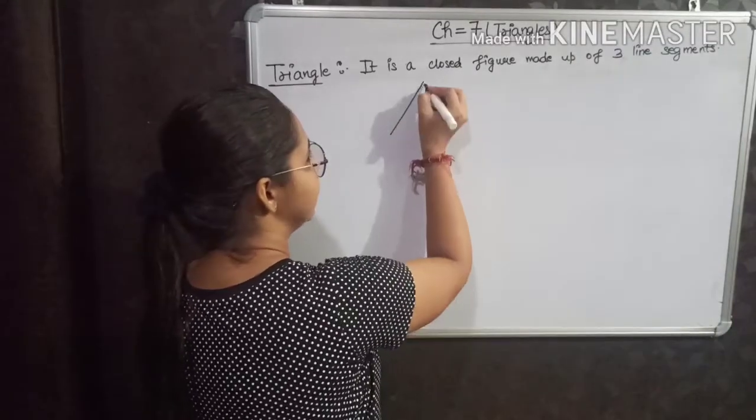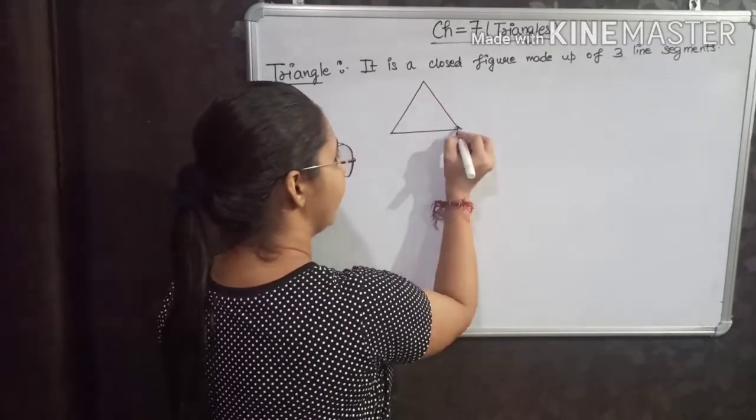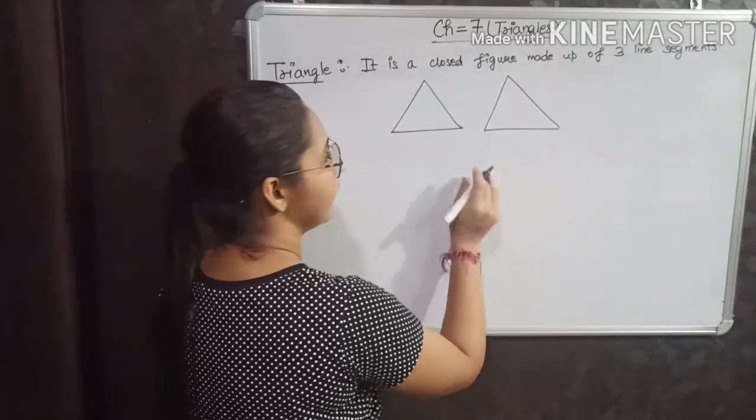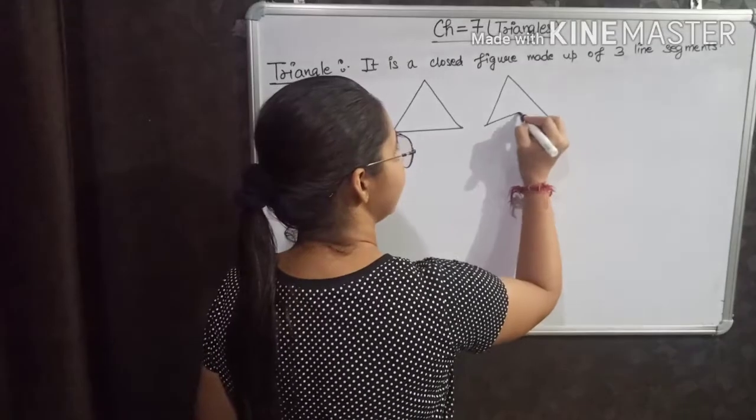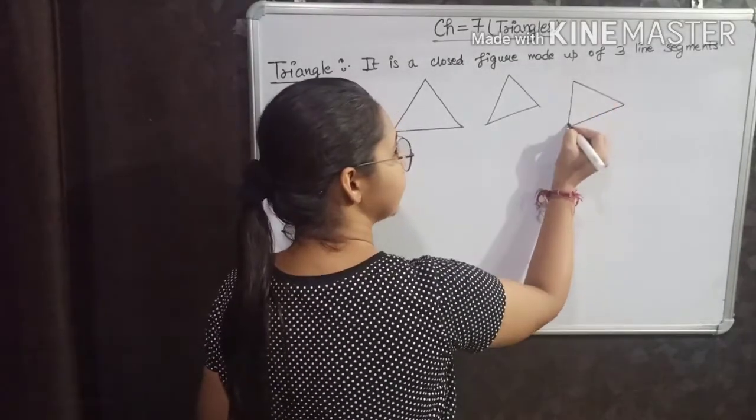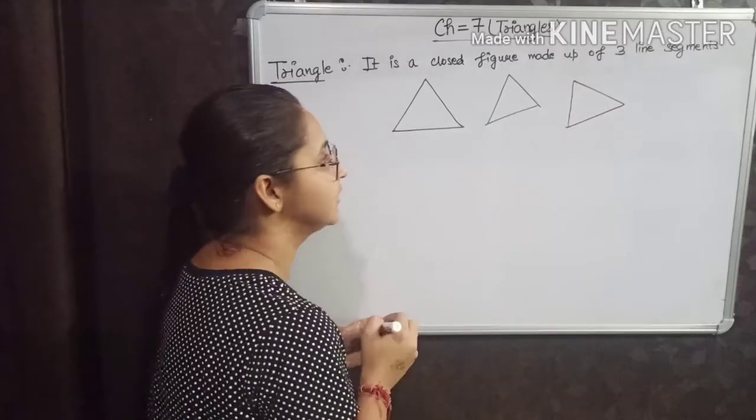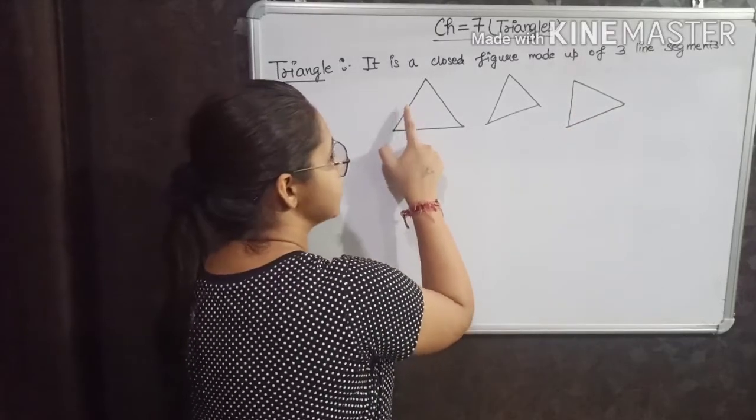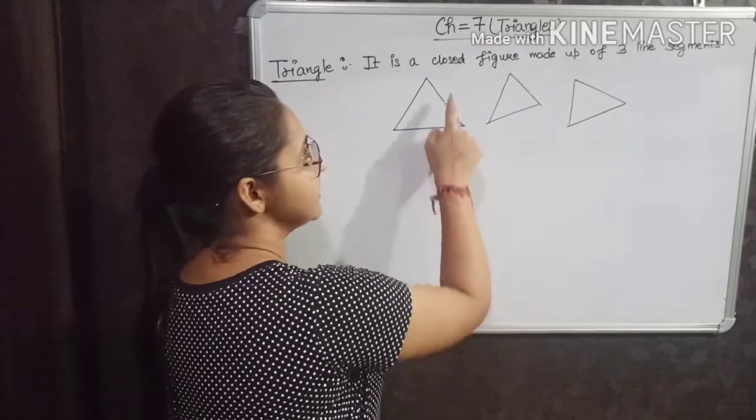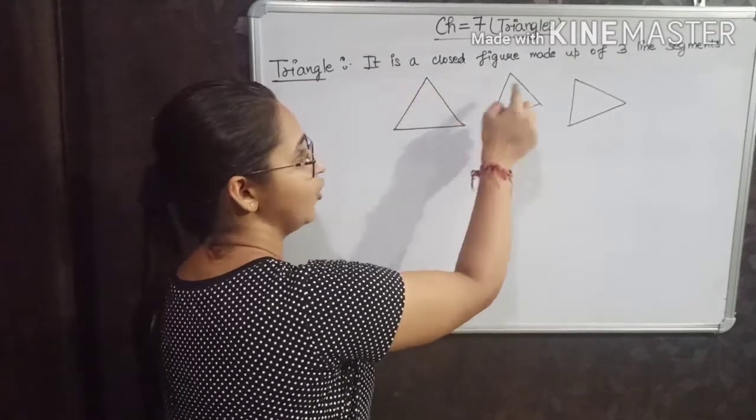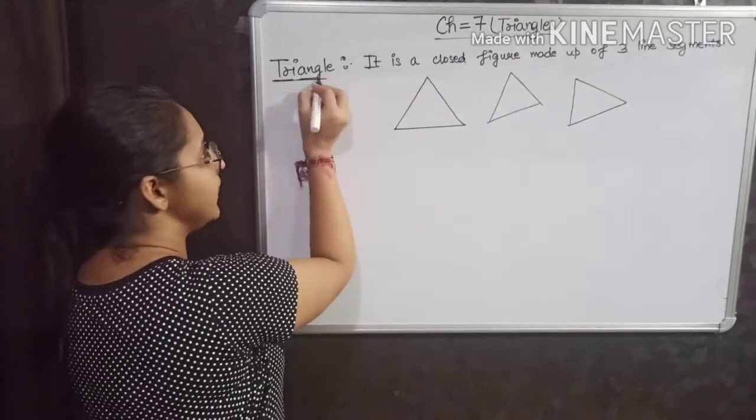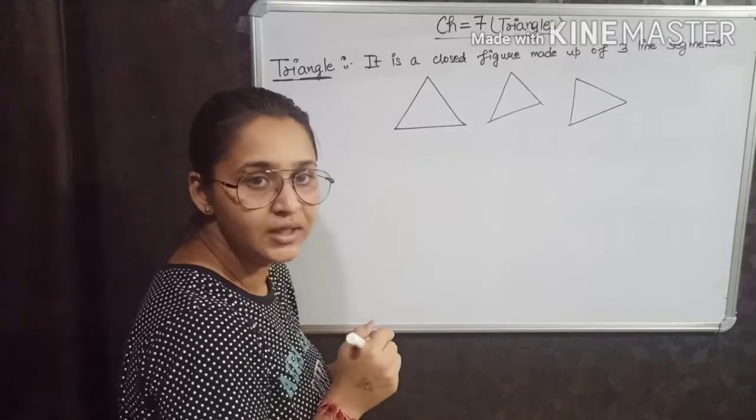Triangle means this shape, or you can say this shape. You can draw like this, or you can draw like this. These are the figures that have three line segments: 1, 2, 3. Three line segments and a closed figure. It is not open. It is a closed figure. So, tri plus angle. Tri means three angles.